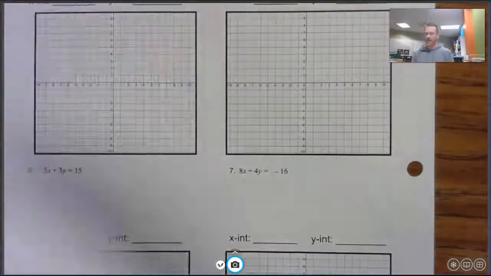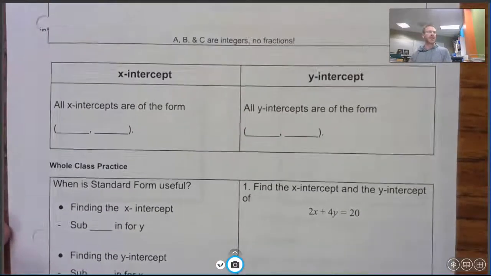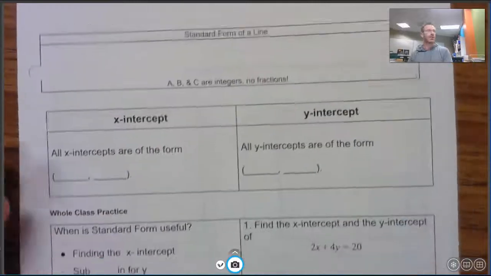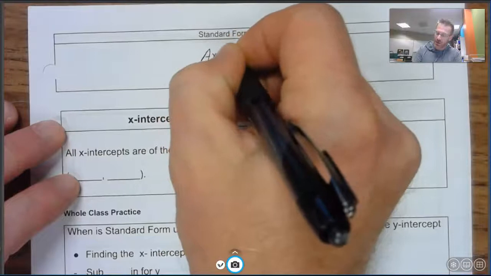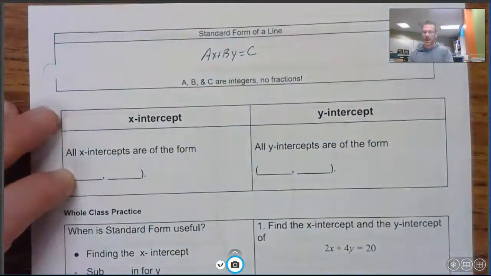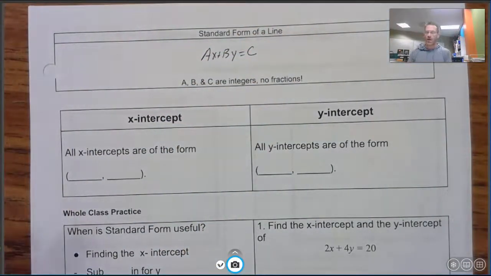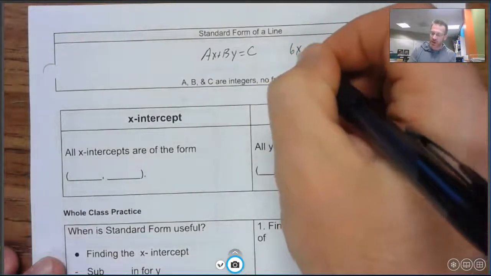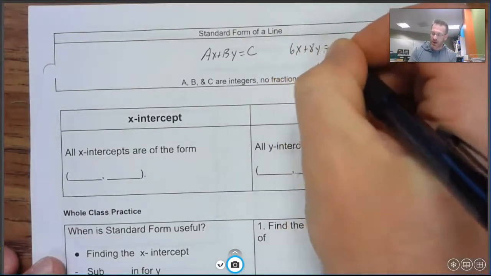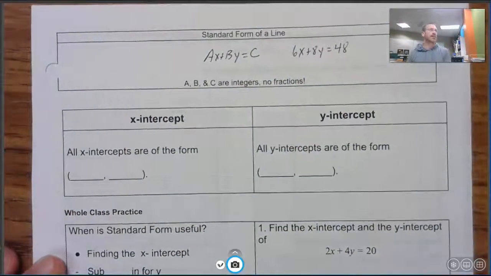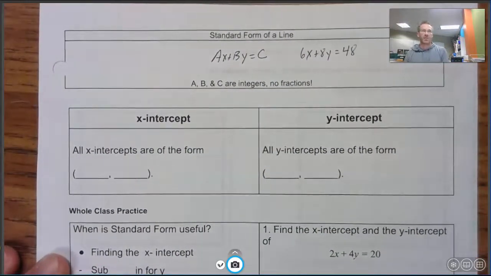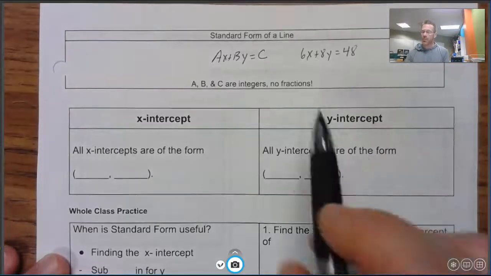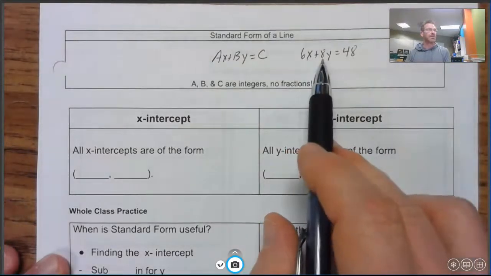Let's flip the page. So what is standard form? What does standard form look like? Standard form looks like ax plus by equals c, and a, b, and c are all numbers. An example of this would be something like 6x plus 8y equals 48. That's what standard form looks like. Now, notice how this is different than everything else we've done, because the x and the y are on the same side, and we've never had any other equations where that's true.